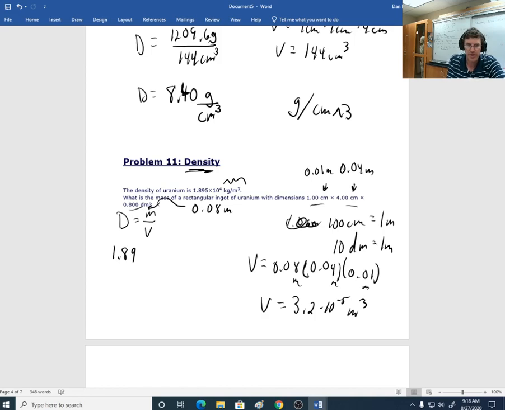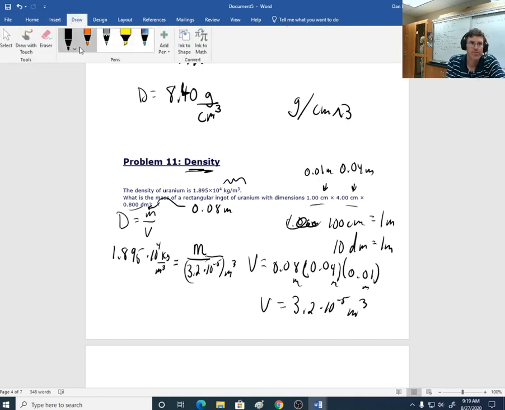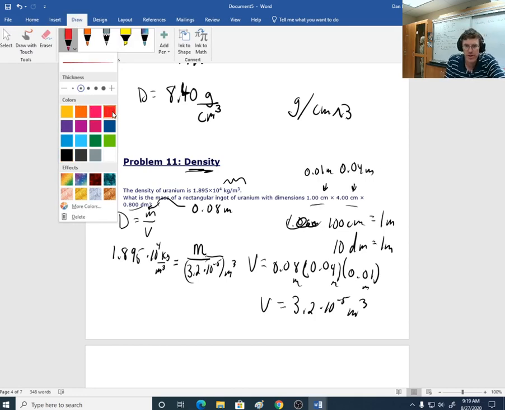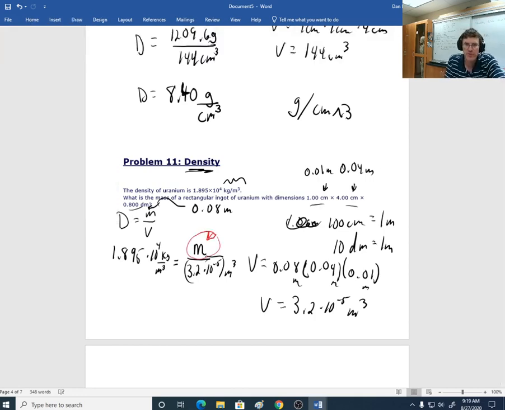Filling into the density, 1.8 times 10 to the fourth kilograms per cubic meter equals m over our volume of 3.2 times 10 to the negative fifth cubic meters. So where is our variable? Our variable, I'll draw another quick color here, is right here, right? It's this. Well, how do you solve? What is being done to it? Well, you're dividing it by this. Okay, how do you want to undo that? Multiplication. So you will multiply both sides by this number here, right?